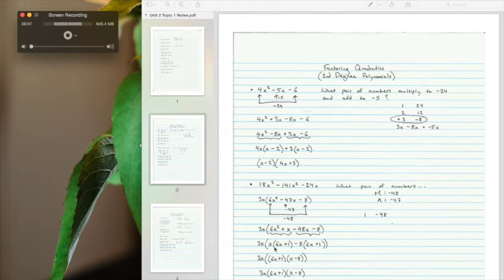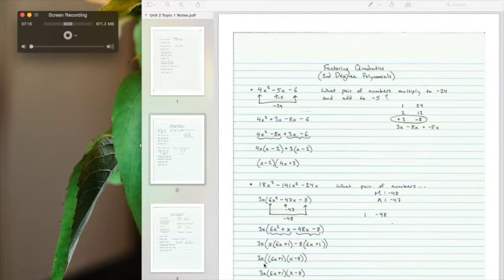I'm going to divide this whole first term by 6x plus 1, and I have x left over. I'm going to divide this whole term, negative 8 times 6x plus 1, by 6x plus 1. The 6x plus 1s will cancel out, and I'm left with a negative 8 left over.